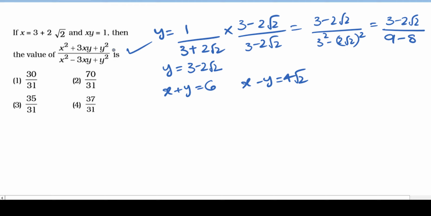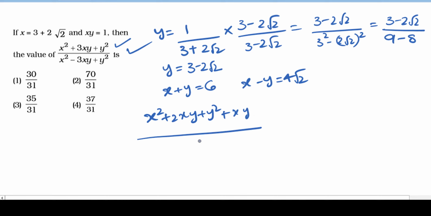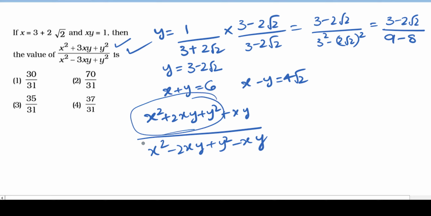Let's try to express this expression in a form where we can actually substitute the values. As you can see, x square is there, y square is there, and we can get 2xy also if you remove xy. So we can express this in this form: x square plus 2xy plus y square. Let's remove that xy and keep it aside. And let's do the same thing in the denominator by getting into minus, then y square. Let's throw this xy somewhere outside. So this part and this part and this part and this part, we can simplify it.